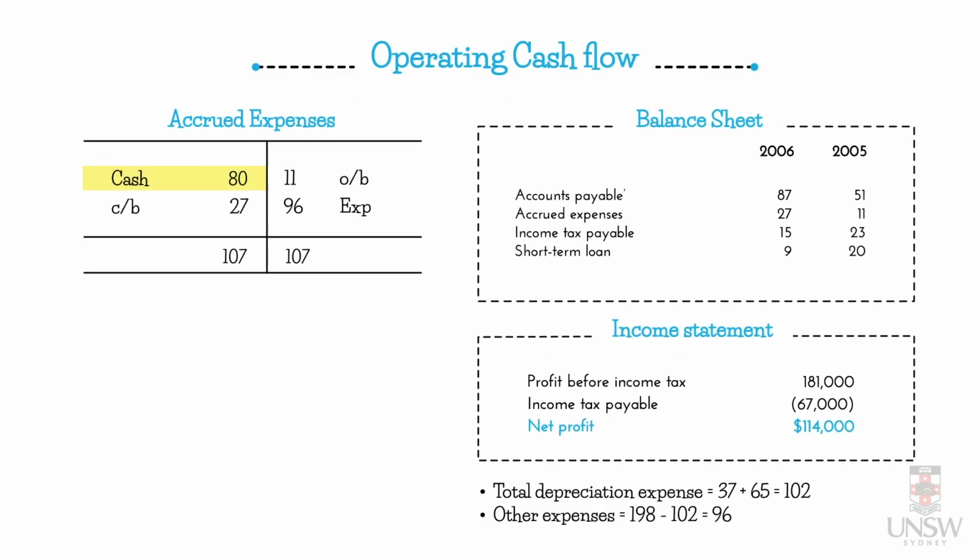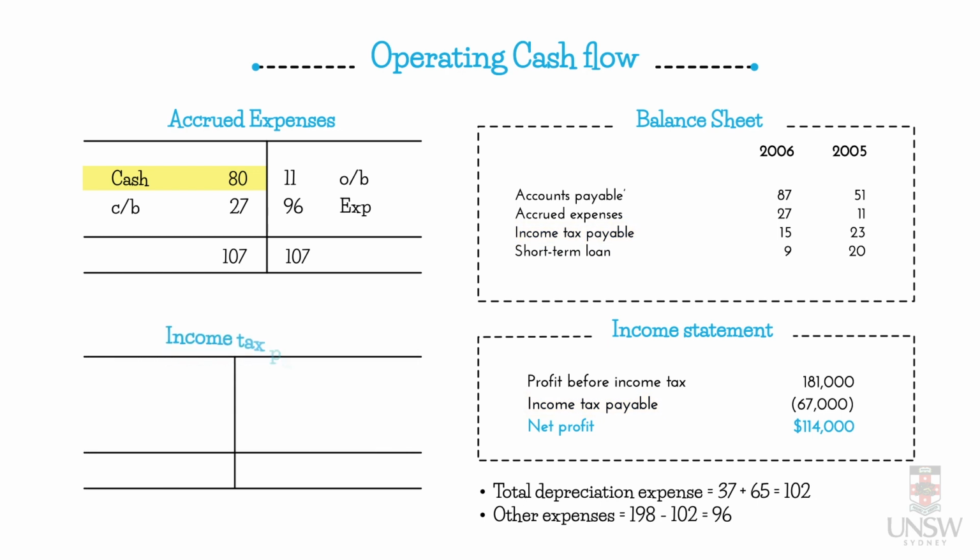So income tax, there is a matching balance sheet item of income tax payable. So this means we need to construct the T account. So we put in the opening balance, 23 on the credit side, the closing balance 15 on the debit side. So the expense from the income statement is 67. So we can solve. The credit side will be equal to 90 and the debit side will be equal to 90 as well. So 90 minus 15 gives us cash paid for income tax of 75.